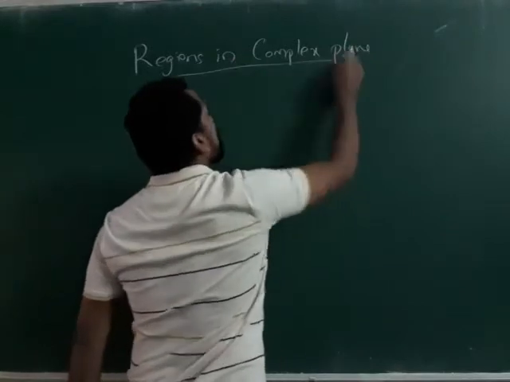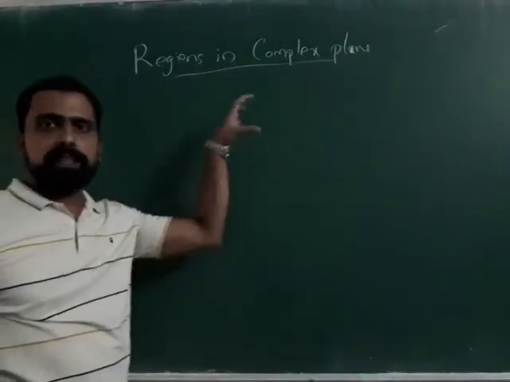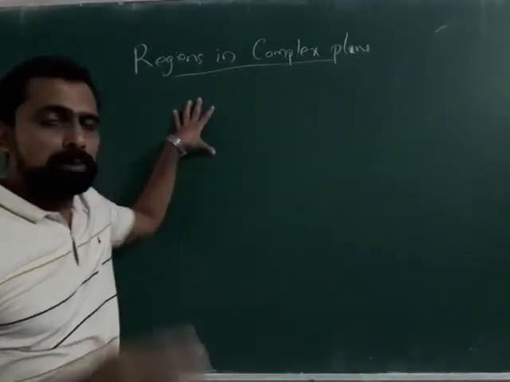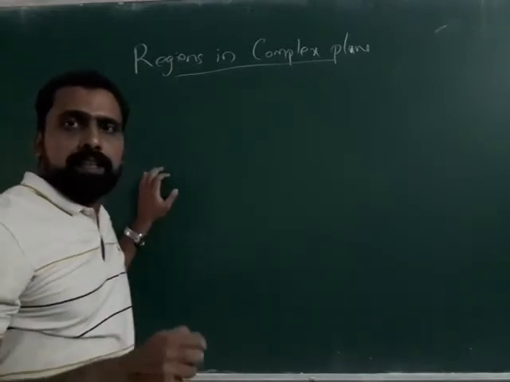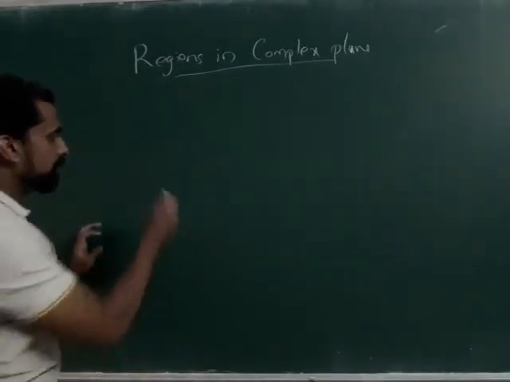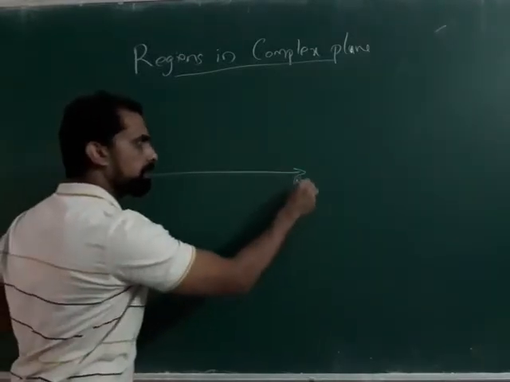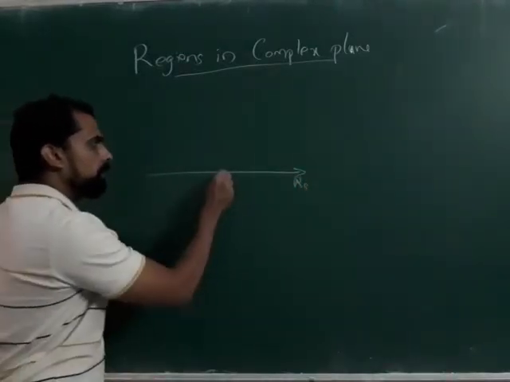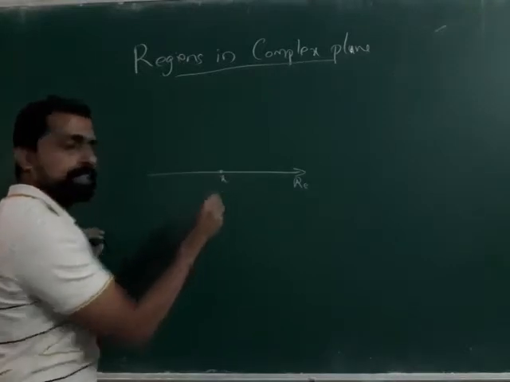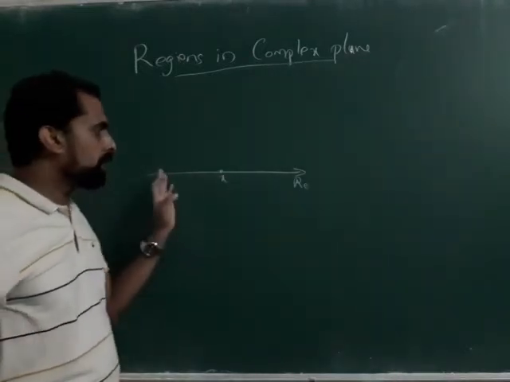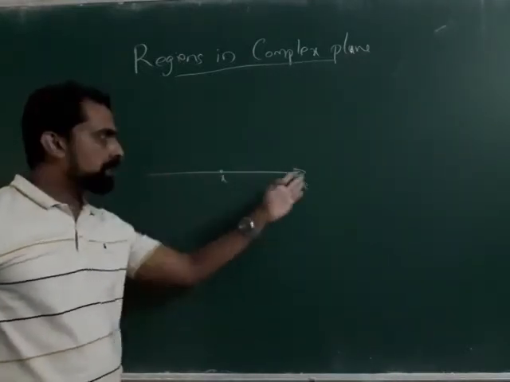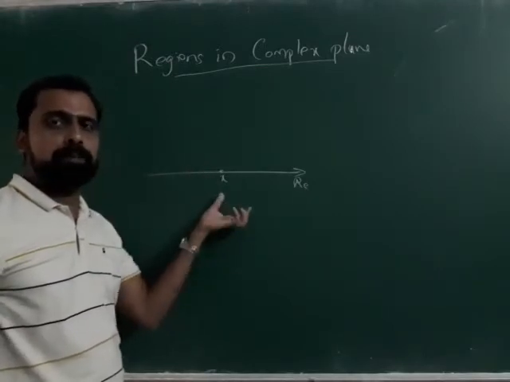Before going to it, I will just make some of the notions in the real case. For example, if you have a real axis like this, and you have a point x here on this axis, you can insert any point on this axis wherever, depending upon the value of x.